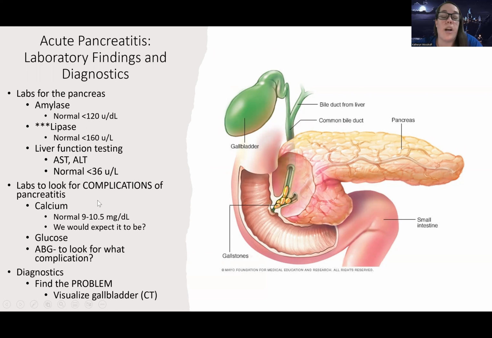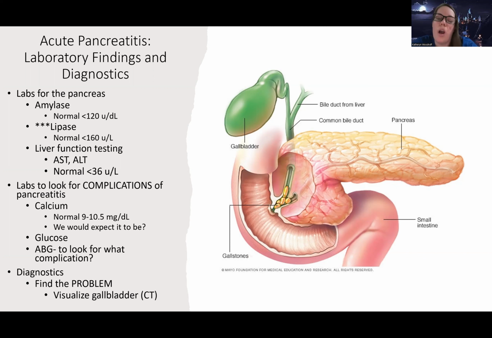We're going to check for complications too. We'll look at a calcium level. Normal's 9 to 10.5. We would expect it to be low because the pancreas can sequester that calcium. We'll also check a glucose. Usually during acute pancreatitis, it's going to be elevated because irritation, inflammation, and stress in the body increase your blood glucose. Patients with acute pancreatitis are not necessarily high risk for getting diabetes.